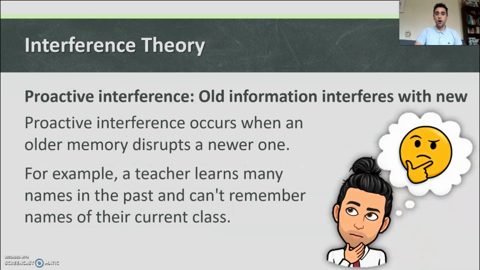Proactive interference is old information interfering with new. Proactive interference occurs when an older memory disrupts a newer one. So for example, a teacher learns many names in the past and can't remember the names of their current class.